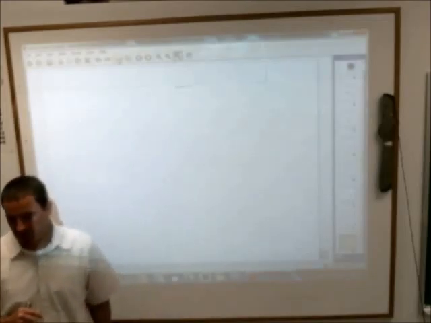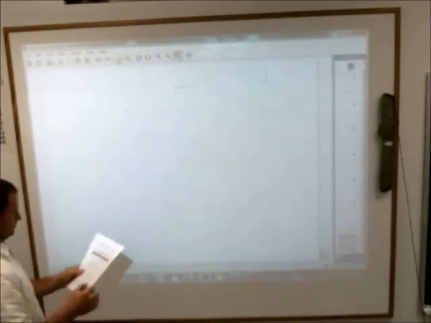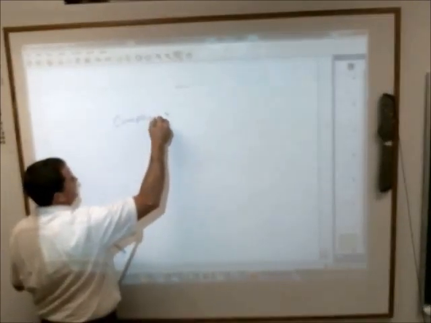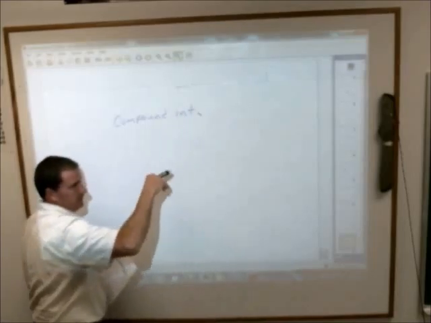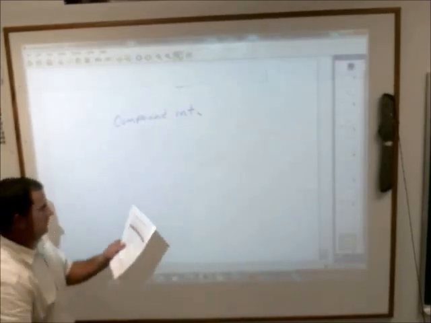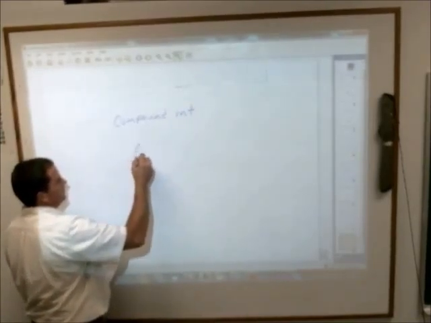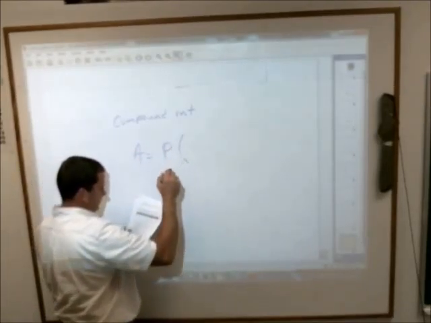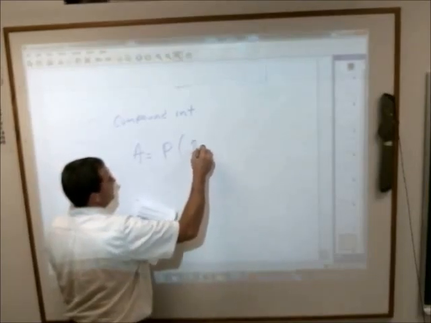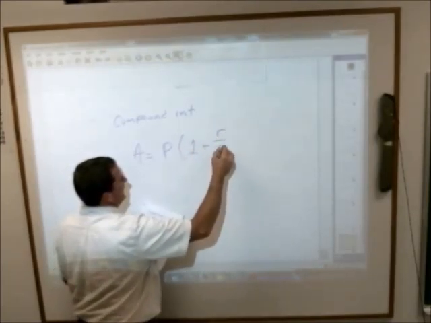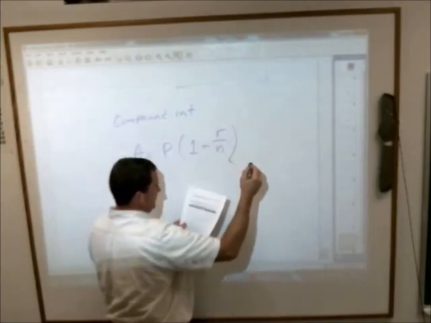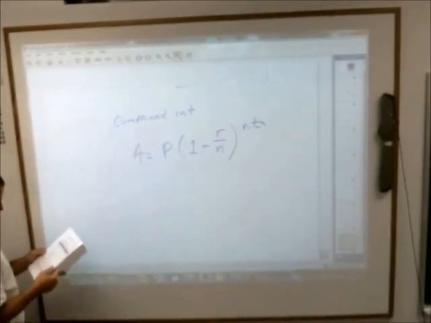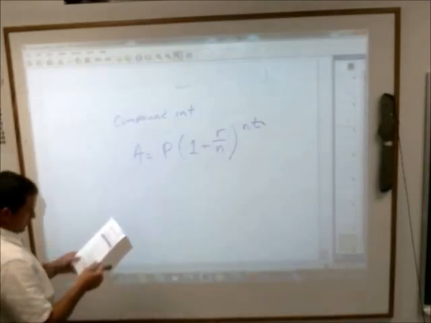Write this down on your piece of paper. This is for compound interest. Rather than doing the 3% every time and having to figure the new thing out, this is what it should look like. A equals P, and then in parentheses, 1 plus R over N to the NT power.